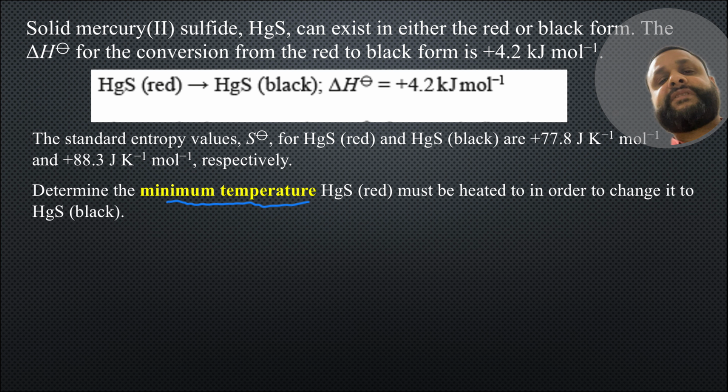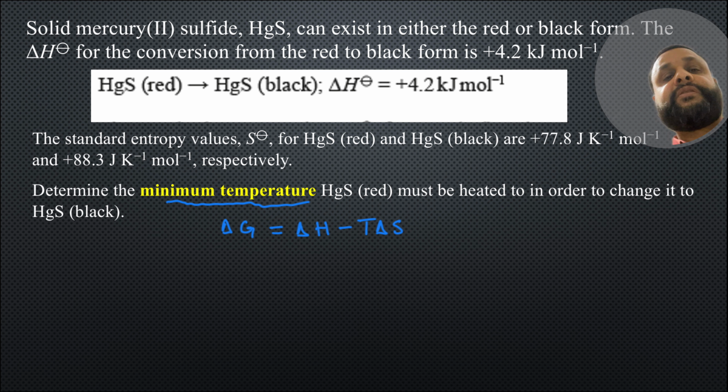So we need to use data booklet section 1, and we have been given the Gibbs free energy equation: delta G is equal to delta H minus T delta S. So delta H is the change in enthalpy, T is temperature, and delta S is the change in entropy.